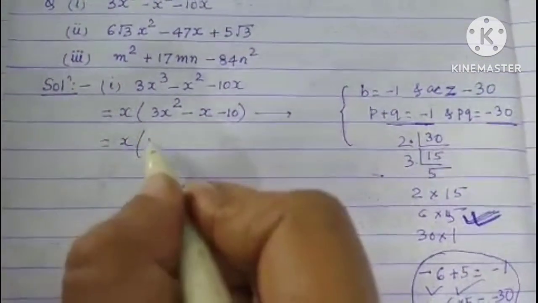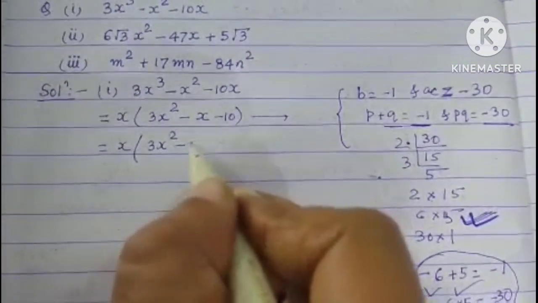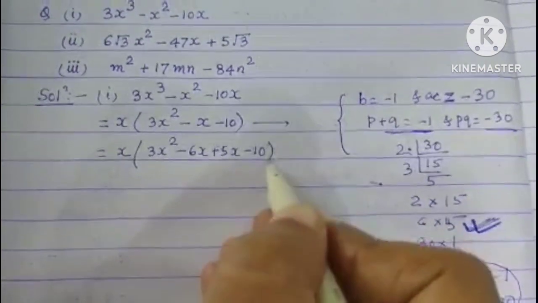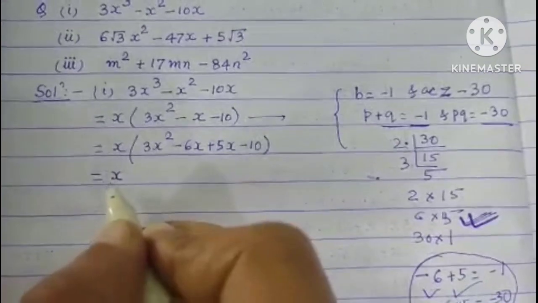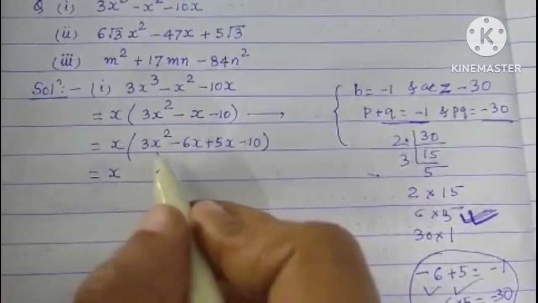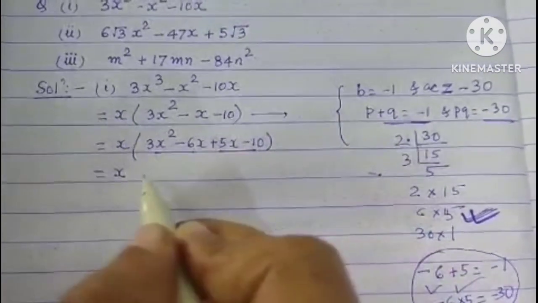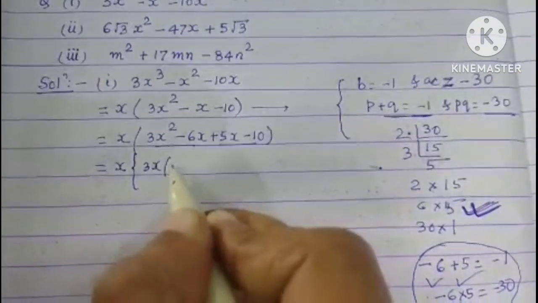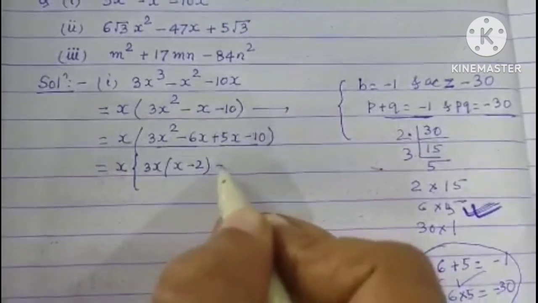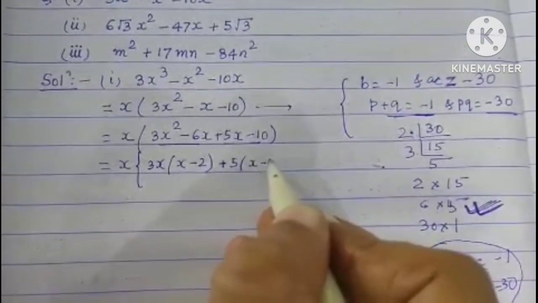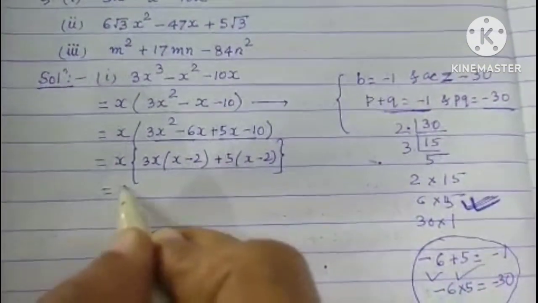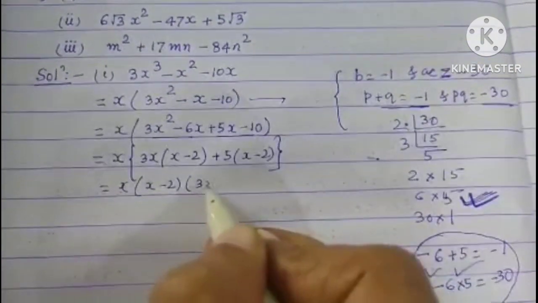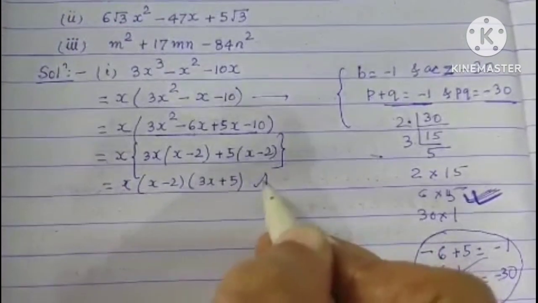So let us write it here. 3x square minus 6x plus 5x minus 10. Now keep this x outside, and from here we do the grouping, and let's take 3x common. Then here it will be x minus 2 plus 5x minus 2. So x minus 2, then 3x plus 5, and this will be our answer.